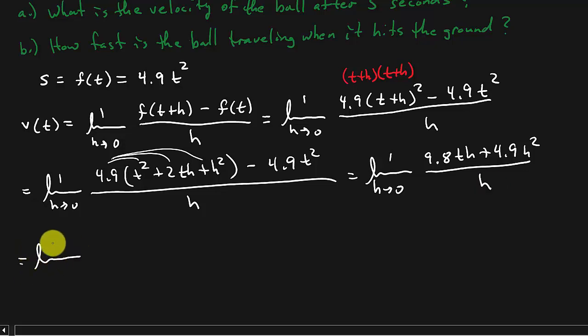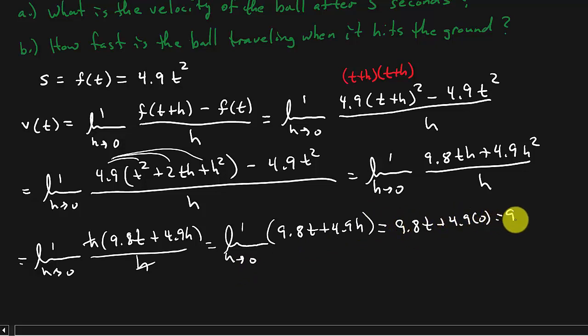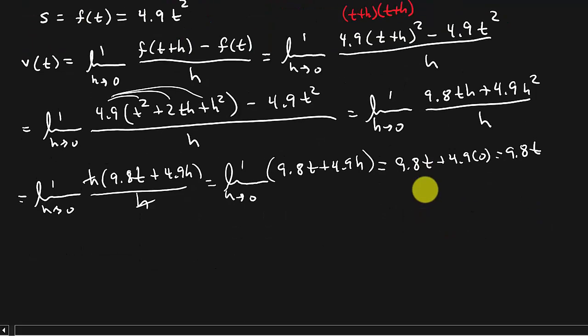And so this is going to be the limit as h goes to 0 of h times (9.8 t plus 4.9h) over h. The h's cancel, and that's the limit as h goes to 0 of 9.8t plus 4.9h. Plug the 0 in for h, that's going to be 9.8t plus 4.9 times 0, which is 9.8t. So what does that do? That tells me my velocity function is 9.8t.